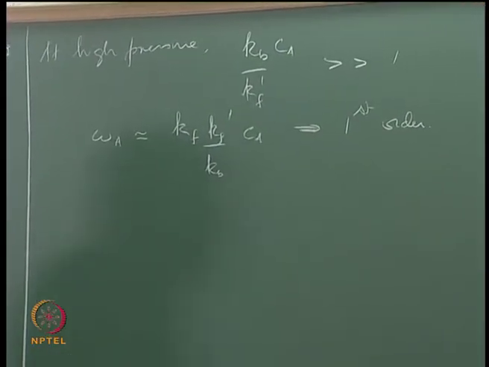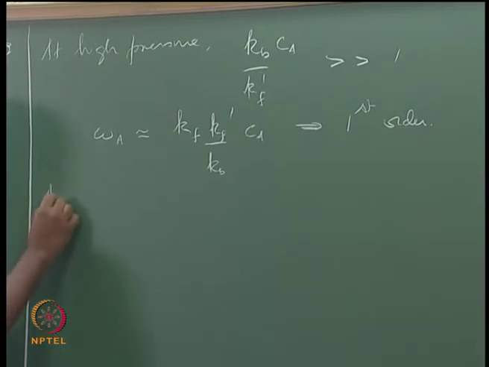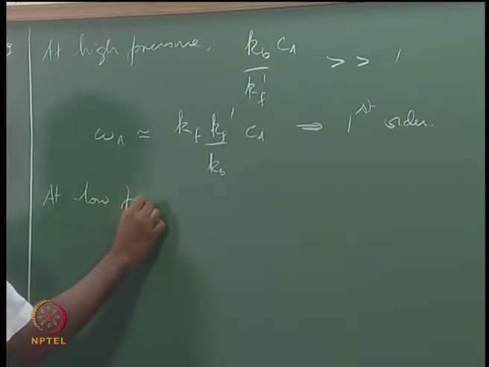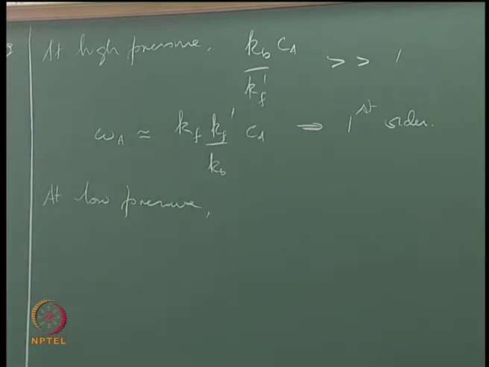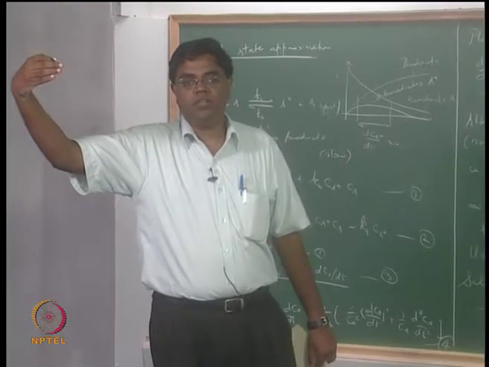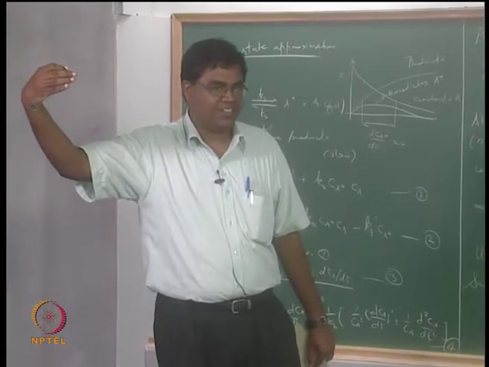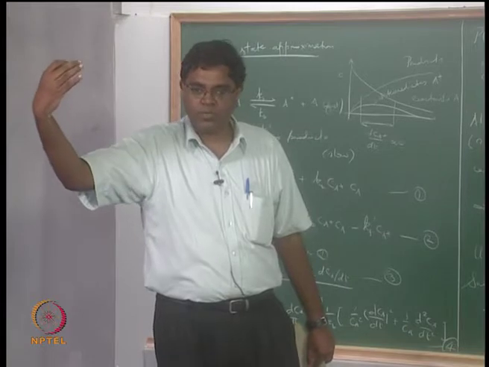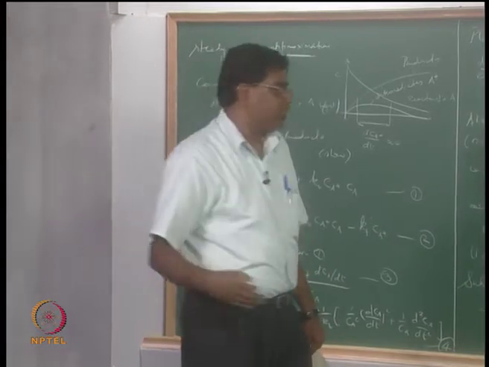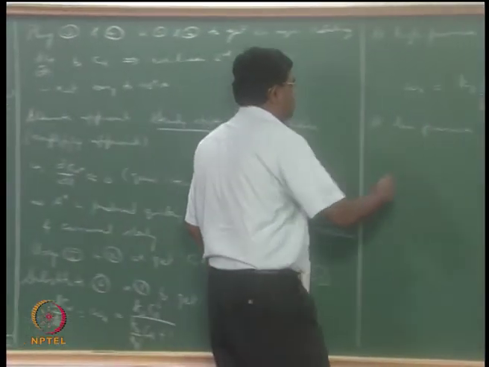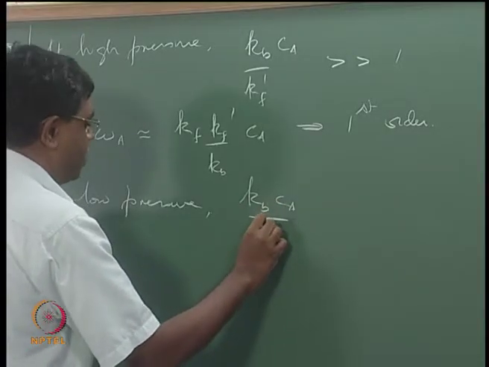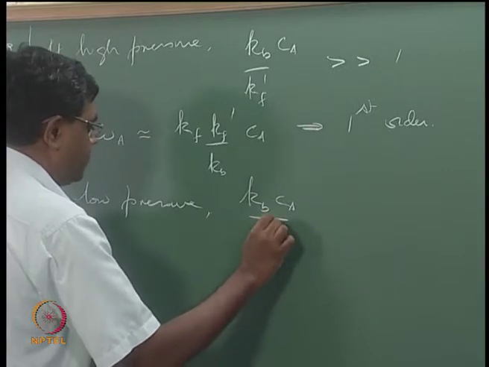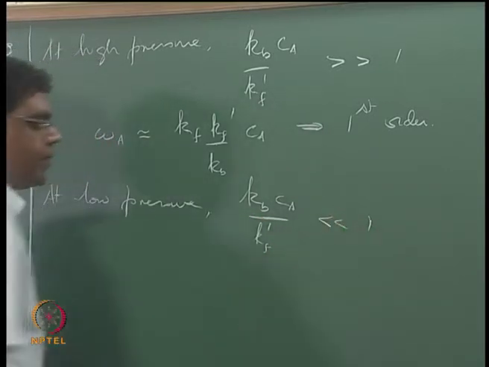Alright. At low pressure, when the pressure is low, the square of the pressure will be lower than the pressure raised to 1. That's what is meant by low. So when you say at low pressure, you have the other situation, which is KB CA over KF prime is much less than 1.